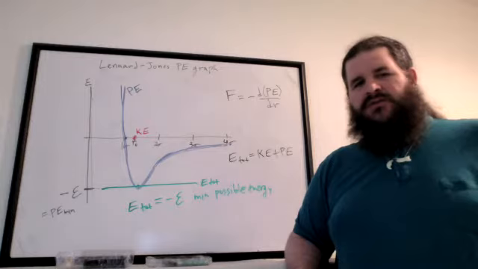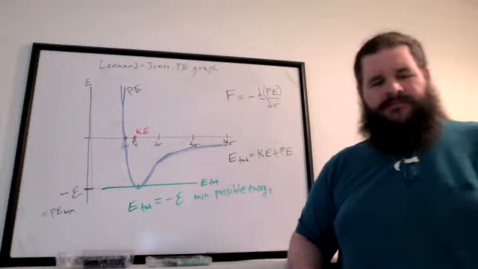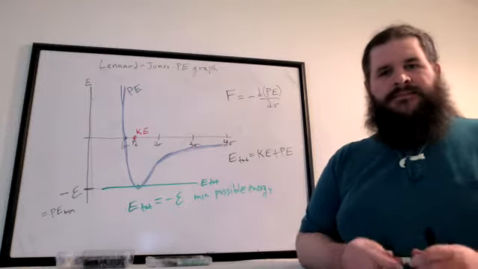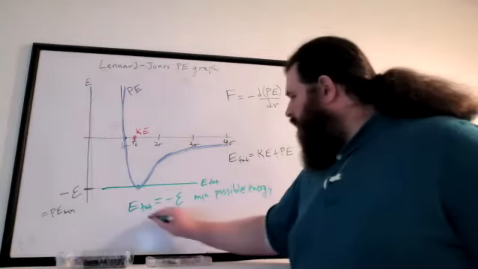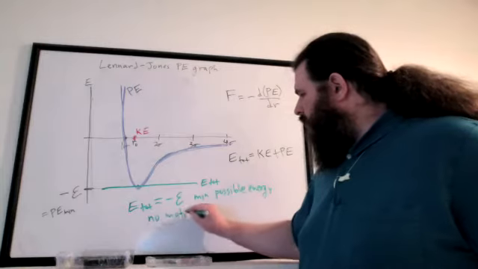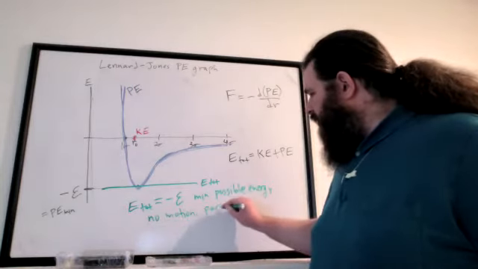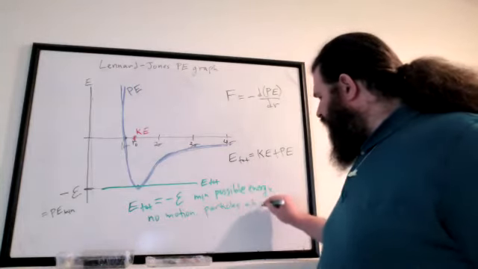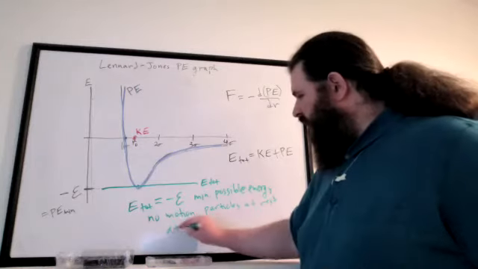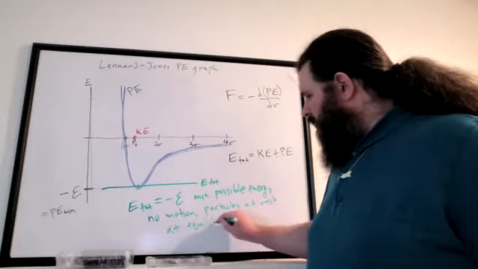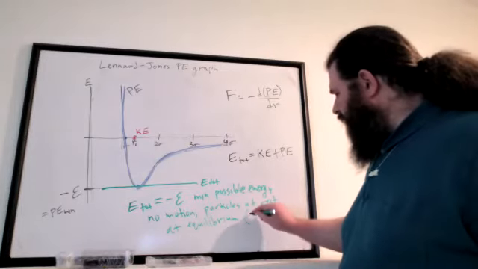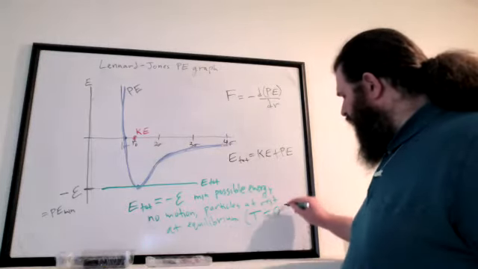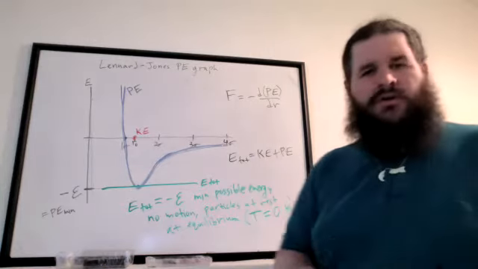Which really means it's describing a system at what temperature? Yeah, this is 0 Kelvin. No motion, particles at rest at equilibrium distance. This represents a system where the temperature is 0 Kelvin. Absolute 0, the coldest it can get.